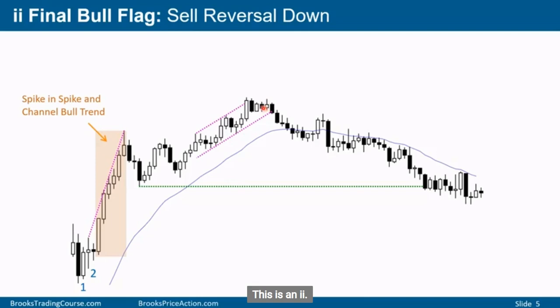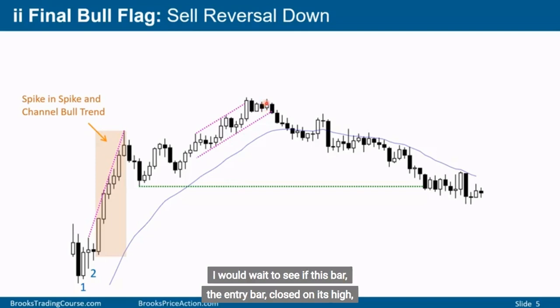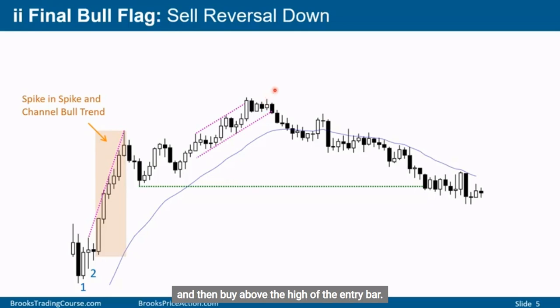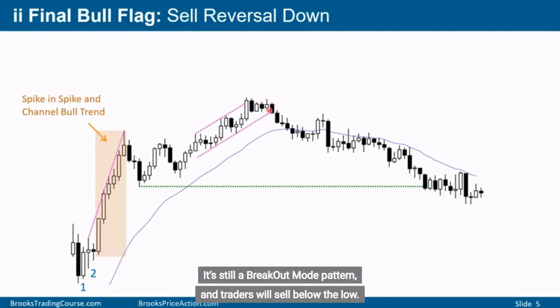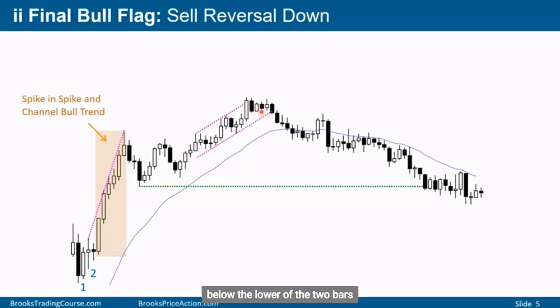This is an II. Theoretically, it's a buy. I would wait to see if this bar, the entry bar, closed on its high, and then buy above the high of the entry bar. It's still a breakout mode pattern, and traders will sell below the low. So some traders will buy above the top, reverse to short below the lower of the two bars, or below a bear bar closing near its low here or here. I would go short below the low of this bar.